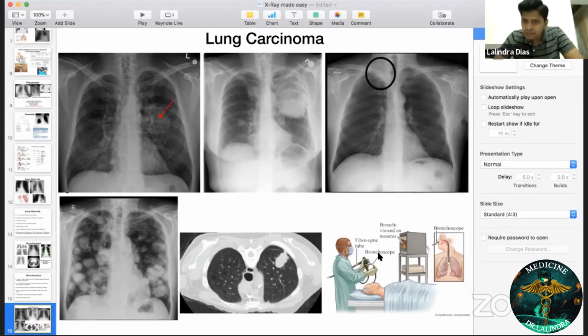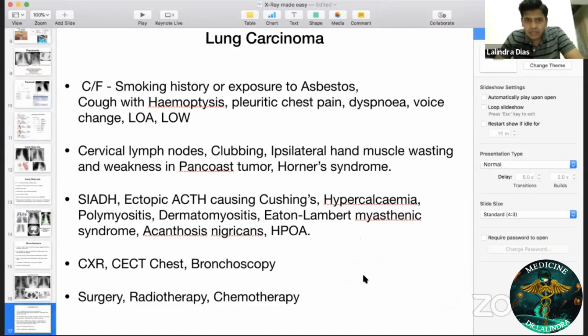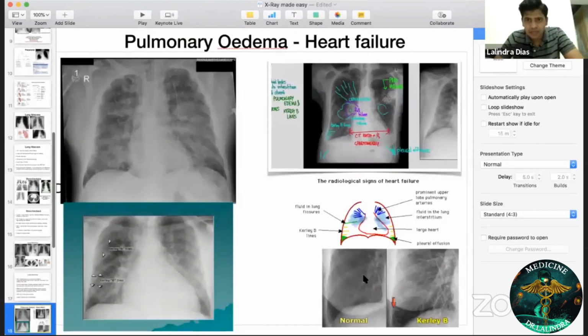What is the final procedure to confirm the bronchial carcinoma? Bronchoscopy, we discussed. Clinical features, paraneoplastic syndromes of lung carcinoma, how it causes recurrent laryngeal nerve palsy, physical signs of lung carcinoma, all that I have done with you. Treatment also I discussed.